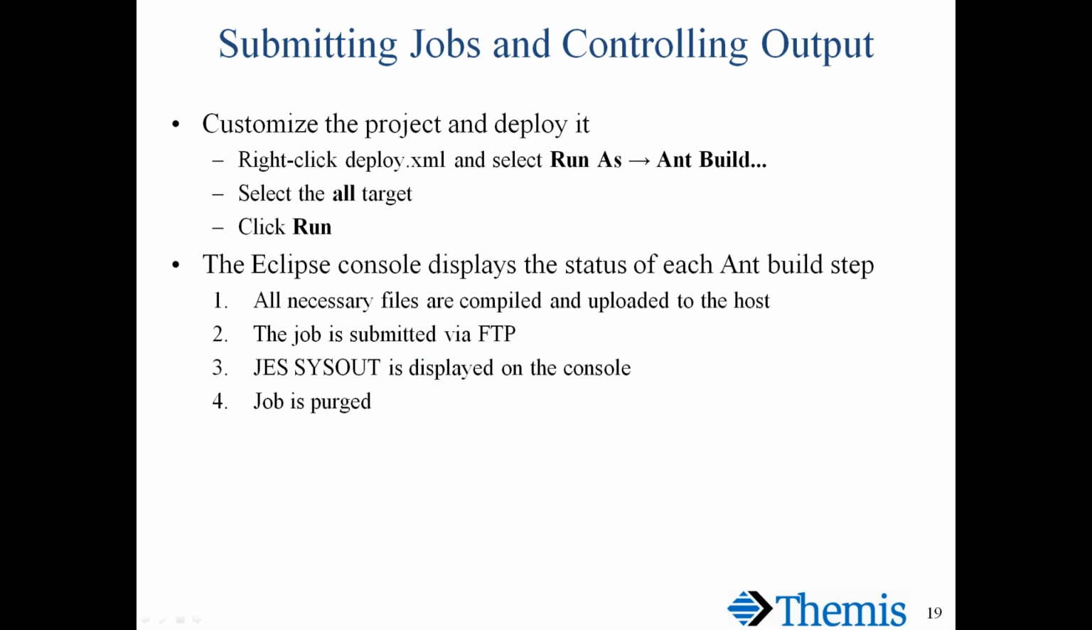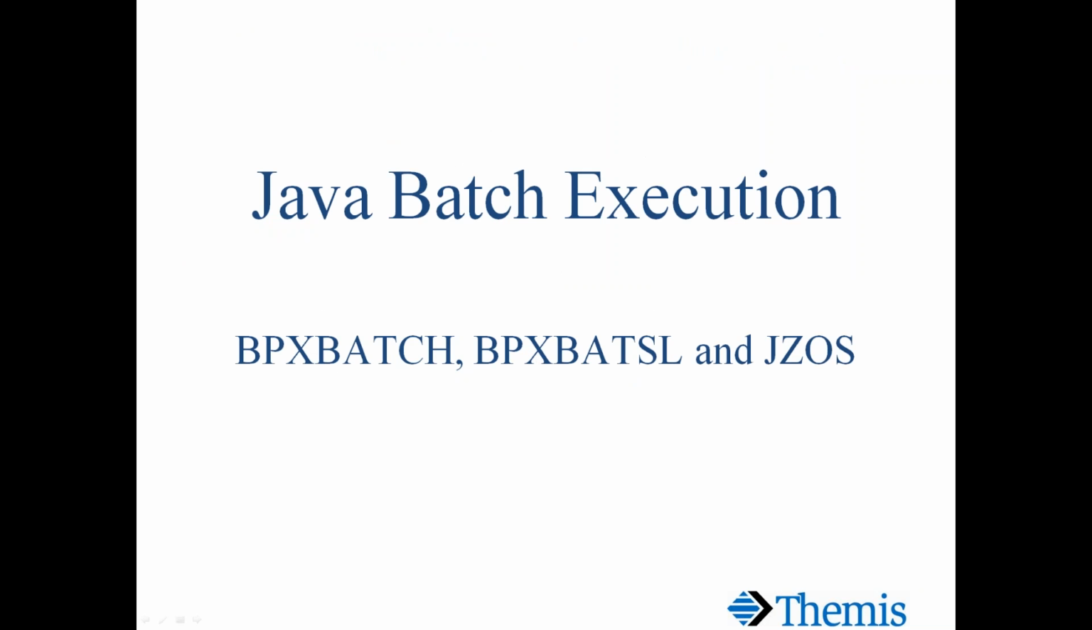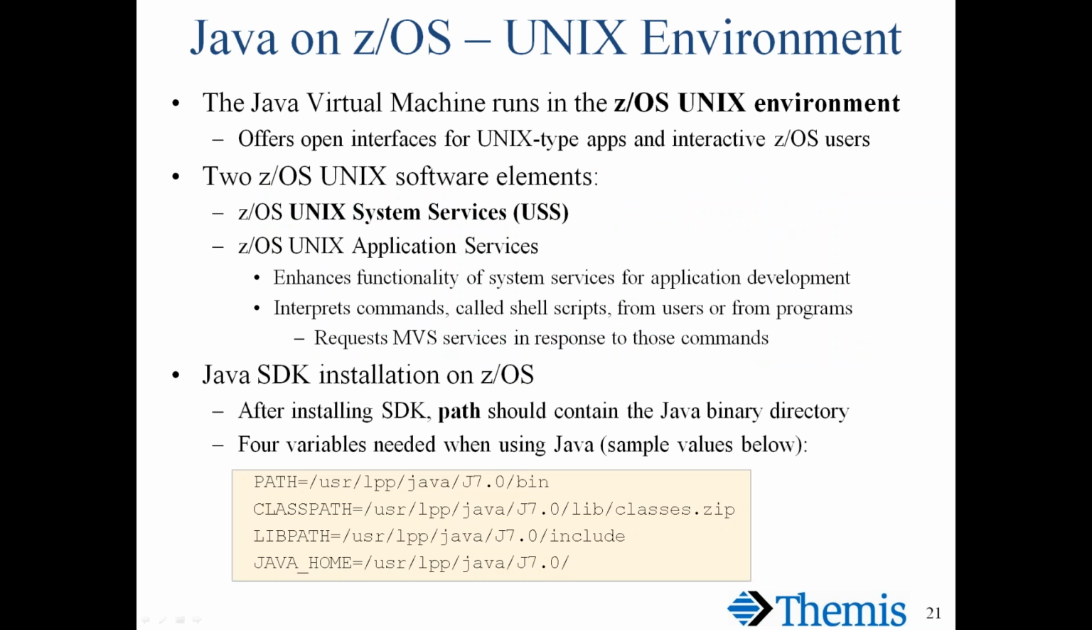The Eclipse console shows the output from Ant itself, as well as the JES output that's produced by your Java batch job. Now again, these are the 3 tools that are provided by IBM to run JCL that uses the UNIX system services to run your batch job. You can see here that there is a UNIX environment under ZIOS. It has UNIX system services and UNIX application services that allow developers to interact with that environment. On the bottom, we see a component that relates to the SDK.